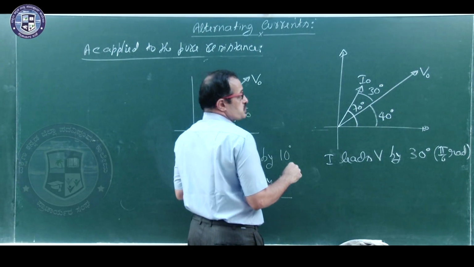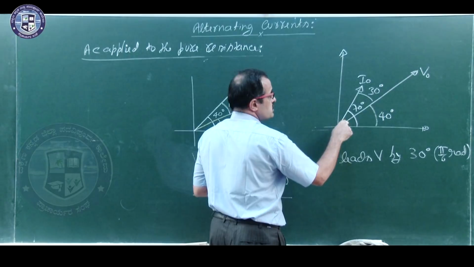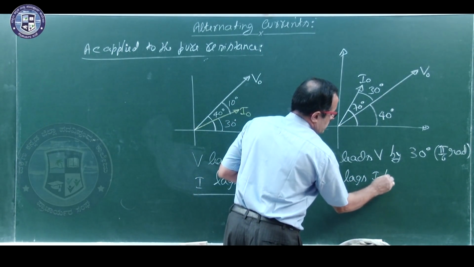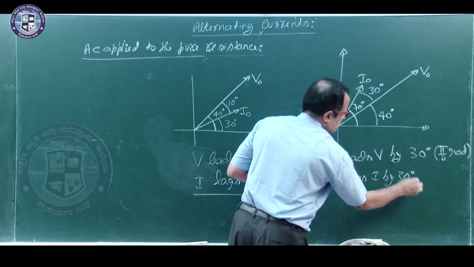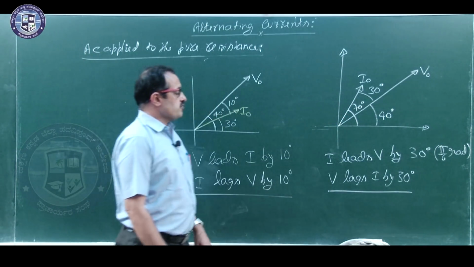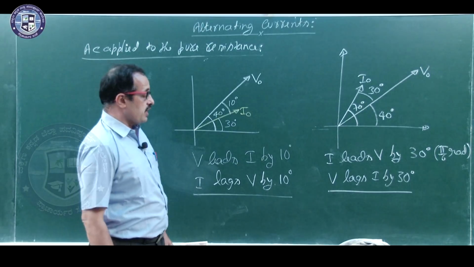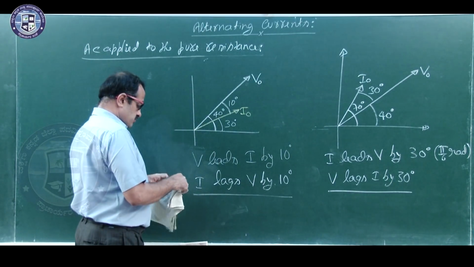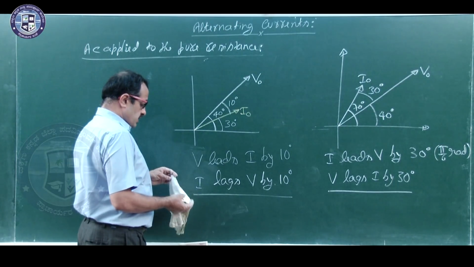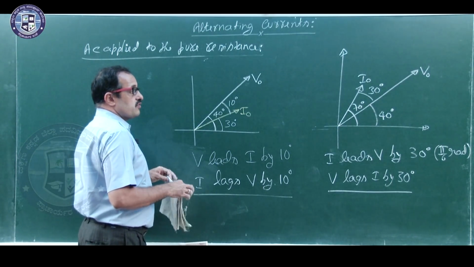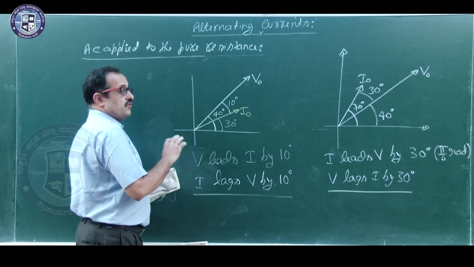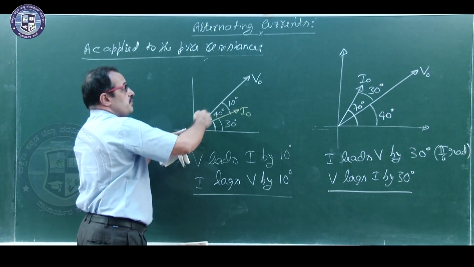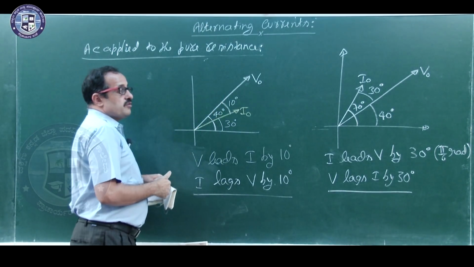Or what is the another way to explain? Another way is to explain that V lags I by 30. So, both of them are giving same idea. Okay. This is Phasor diagram, nothing but rotating vectors where scalar quantity is represented as vector quantities, and in that vector quantity amplitude is taken as a magnitude.